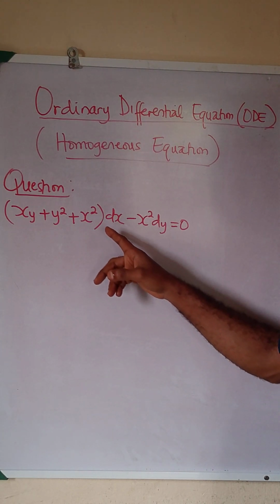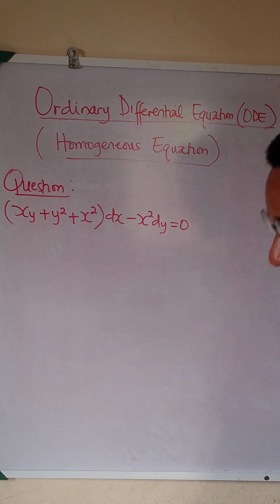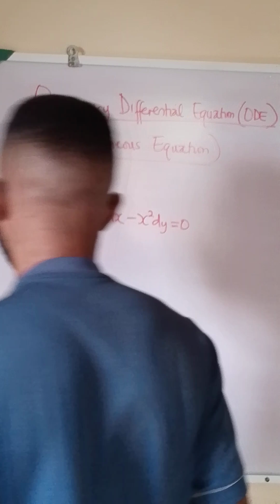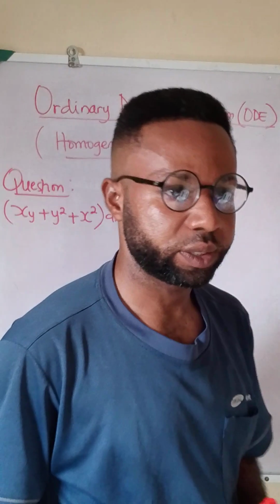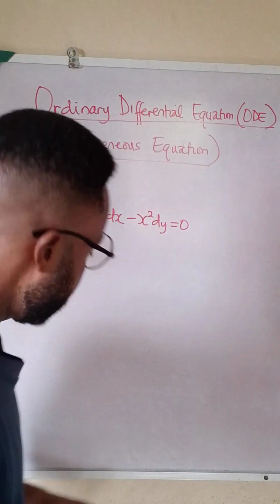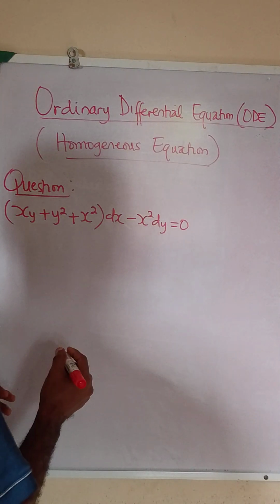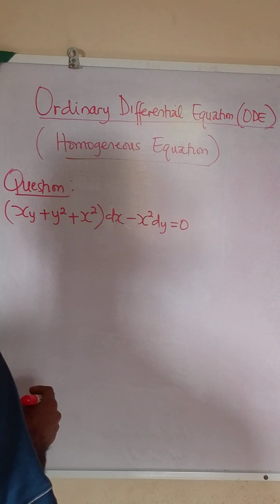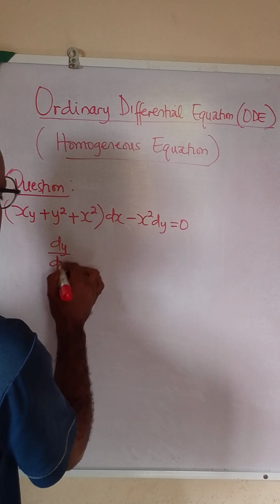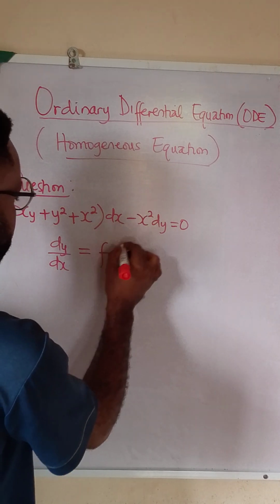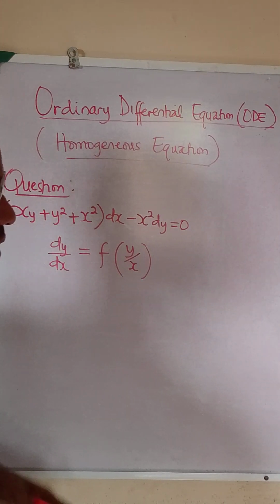And so when you see a question of this nature, you think of another method that you can use to solve it. If you look at this, the power of x and y is the same. Once the power of x and y is the same, you know that you're solving it homogeneously. So for a homogeneous equation, before we start the main solution, we have to understand that dy/dx is equal to a function of y over x.